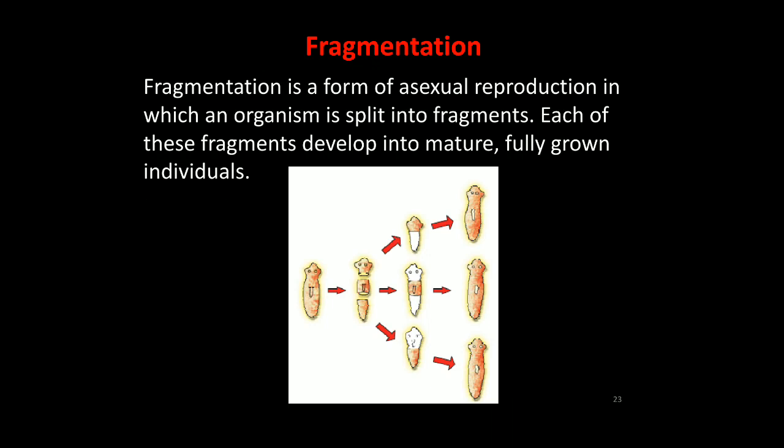Fragmentation is a form of asexual reproduction in which an organism is split into pieces like fragments. Each of these pieces or fragments develop into a mature, fully grown individual. Look, fragmentation. This is planaria. It is one of the organism that is cut into 3 pieces, and each piece became an organism. This is called as fragmentation. Each piece becomes one organism. For example, now my hand is cut, and with my hand all of my body is formed. Full body is formed. One piece from one piece of the body.